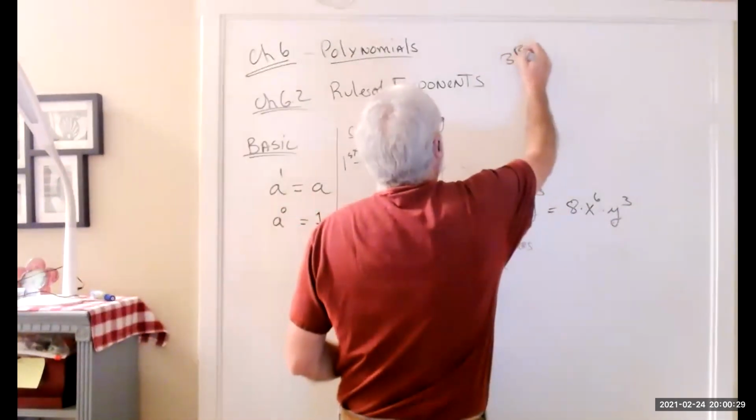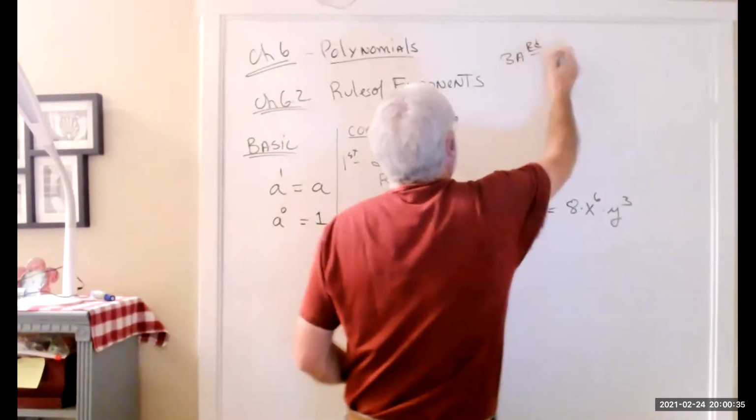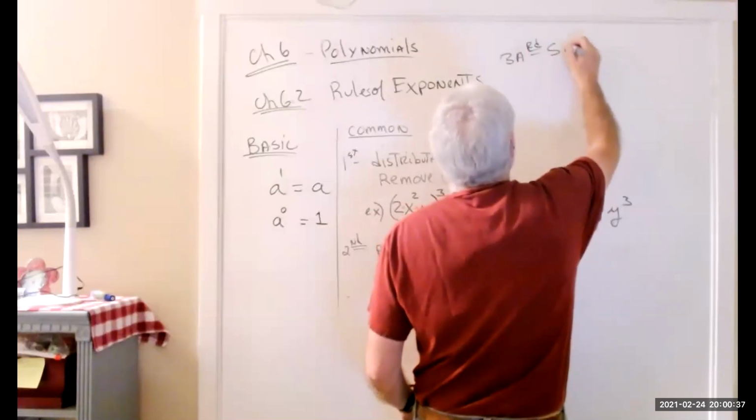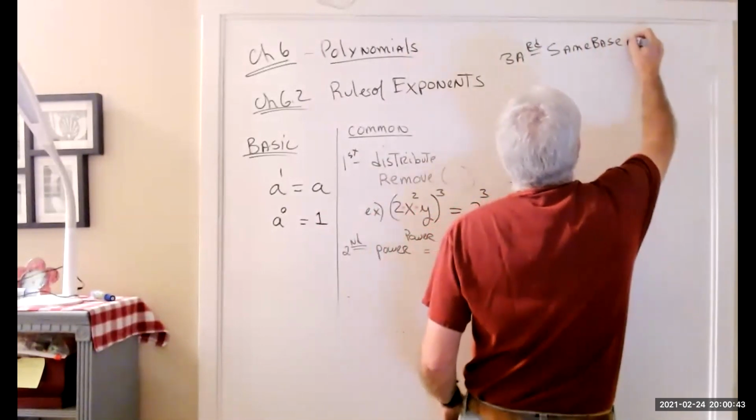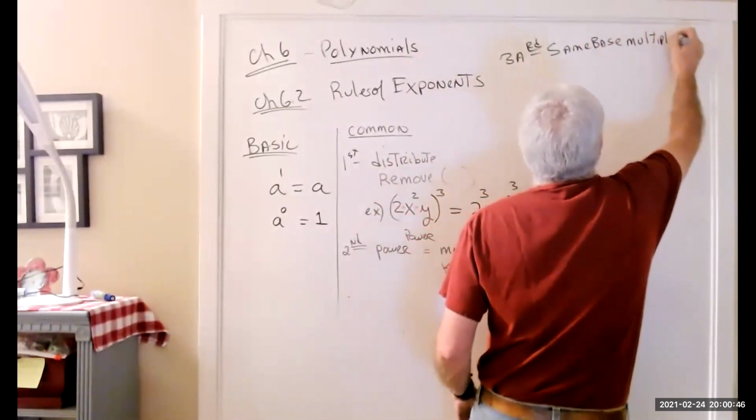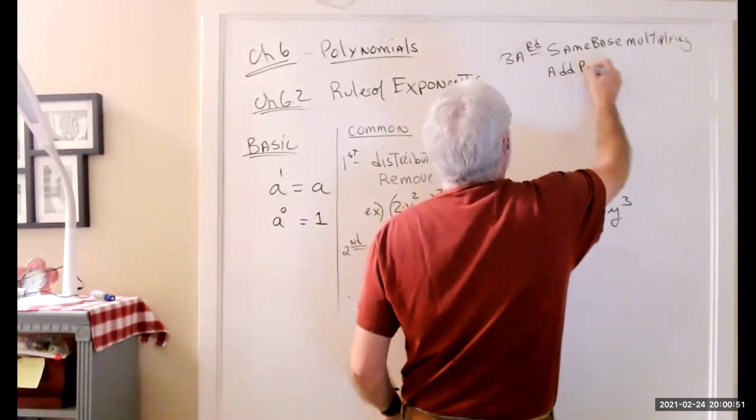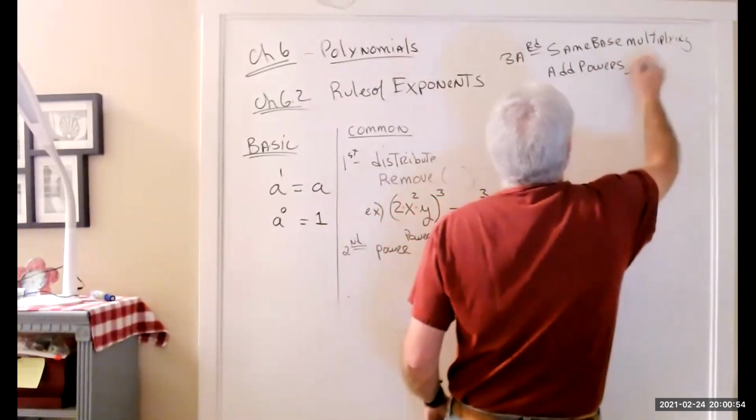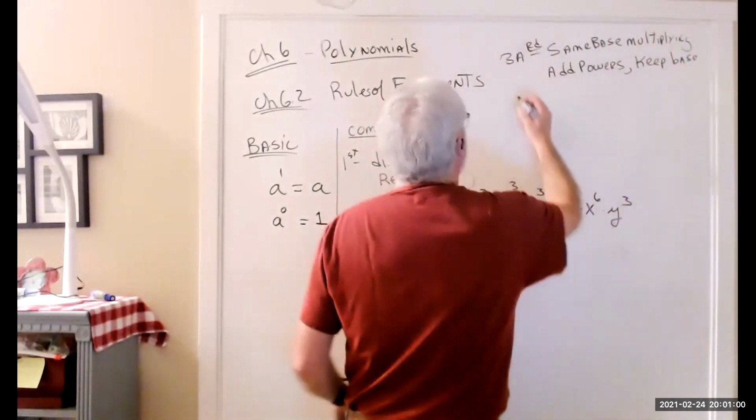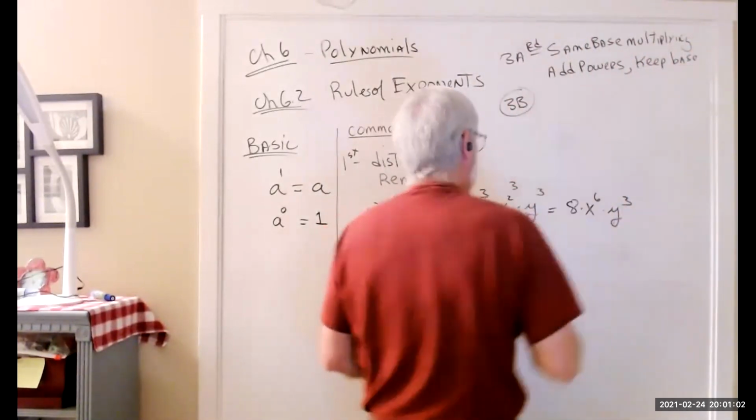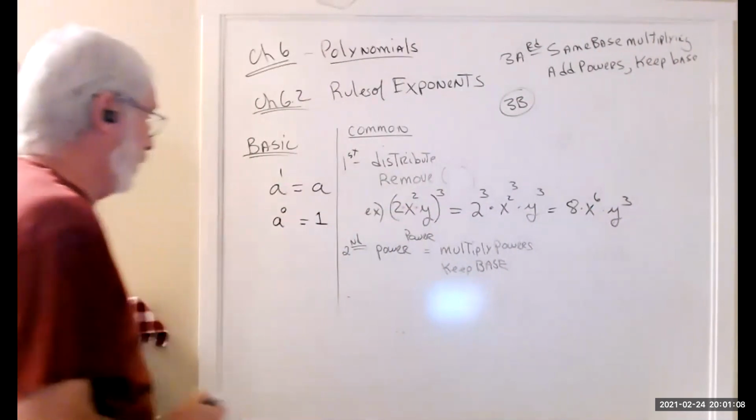Third rule. Actually, let's change it to rule 3A. Okay. If you have same base multiplying, you add the powers and you keep the base. Okay, there's a rule 3B, which I'll get to in a second, but this example I've given you here isn't good enough anymore.